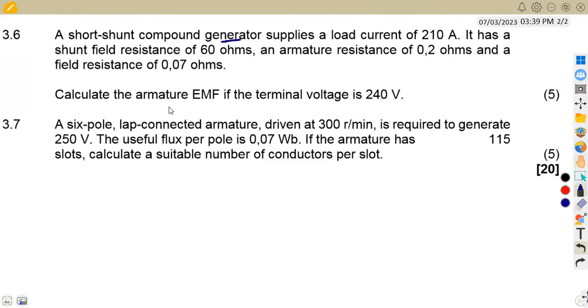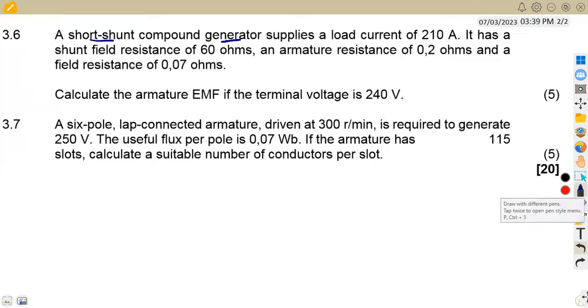Like I always say, the generator is the one that generates current, so it gives out the current, whilst a motor takes in the current. This is what you need to know between these two. All right, so here we are given, it's not just a compound, it's a short shunt compound generator.